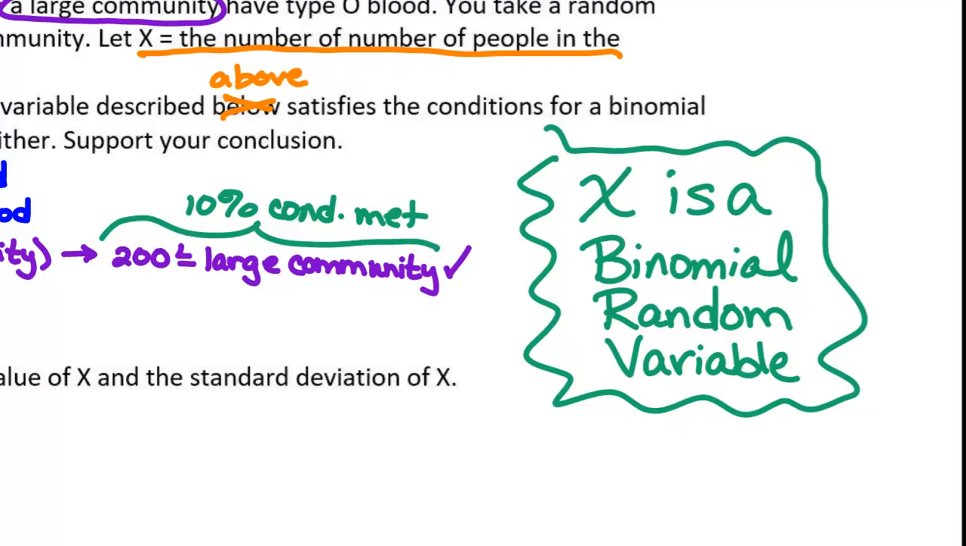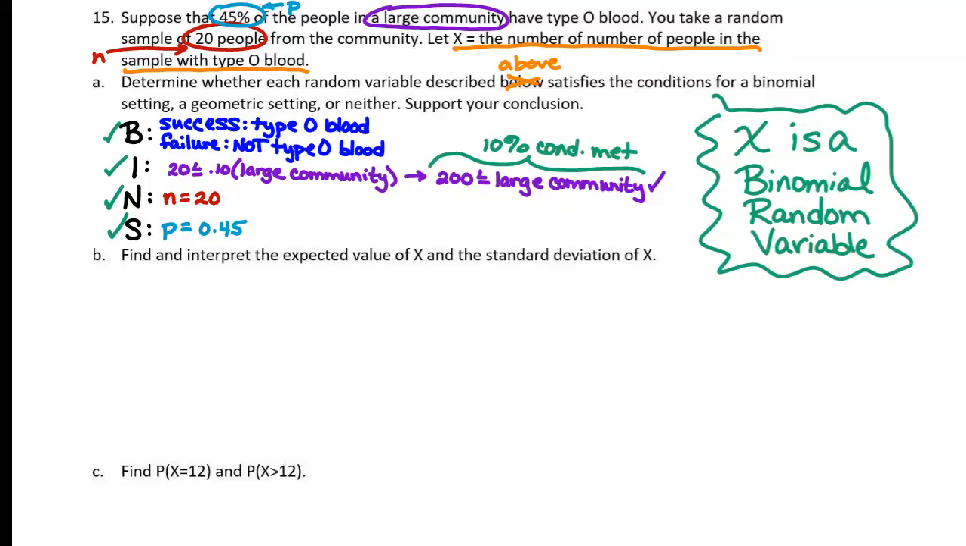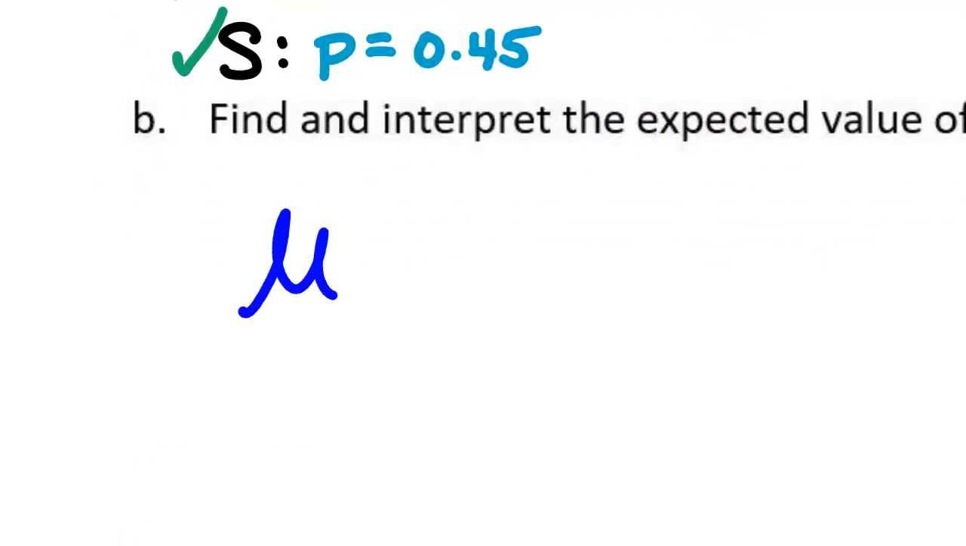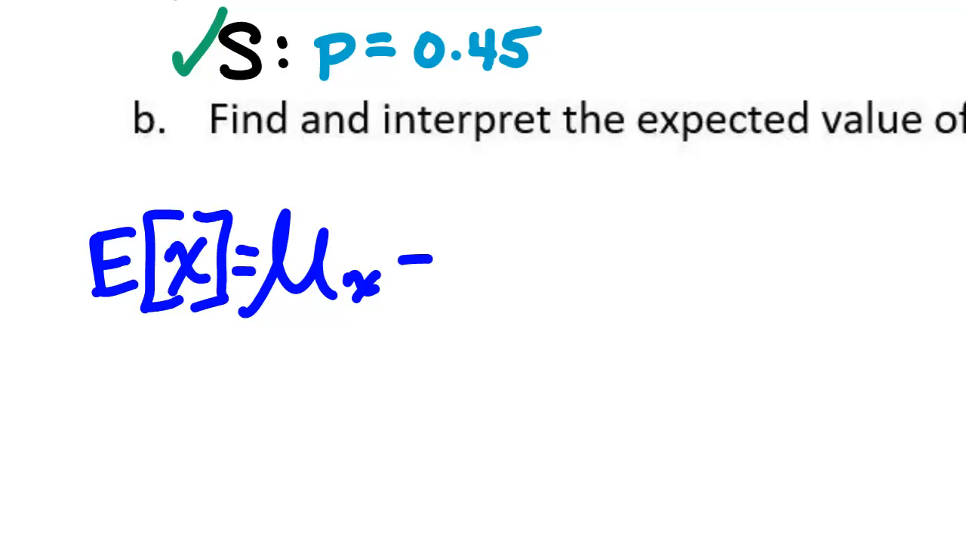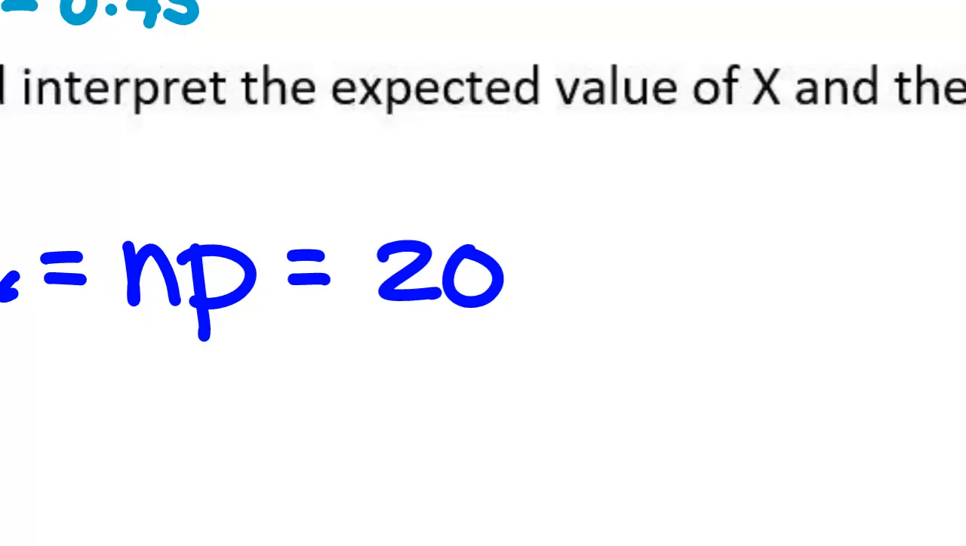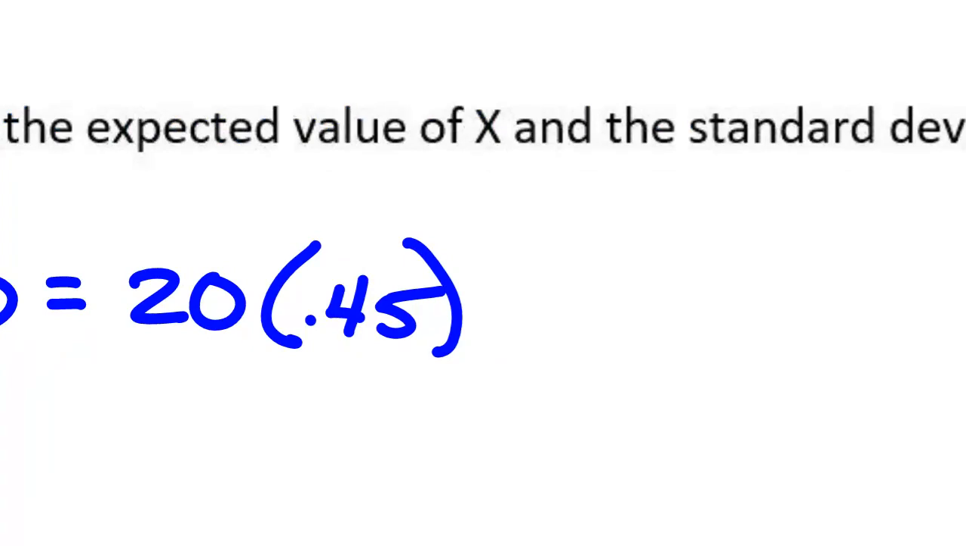Part B, find and interpret the expected value of X and the standard deviation of X. So expected value would be the mean. And how do we find the mean for a binomial random variable? Yes, N times P. Our N was 20. Our probability was 0.45. And 20 times 0.45 is what? 9.